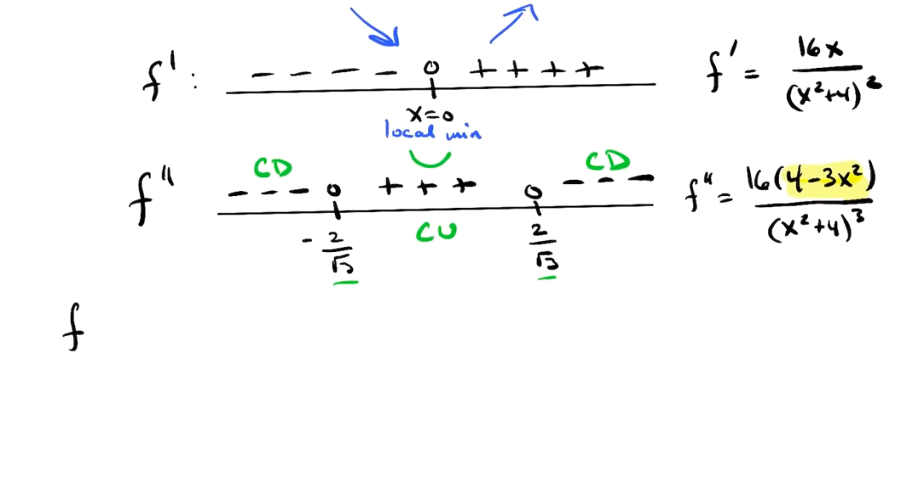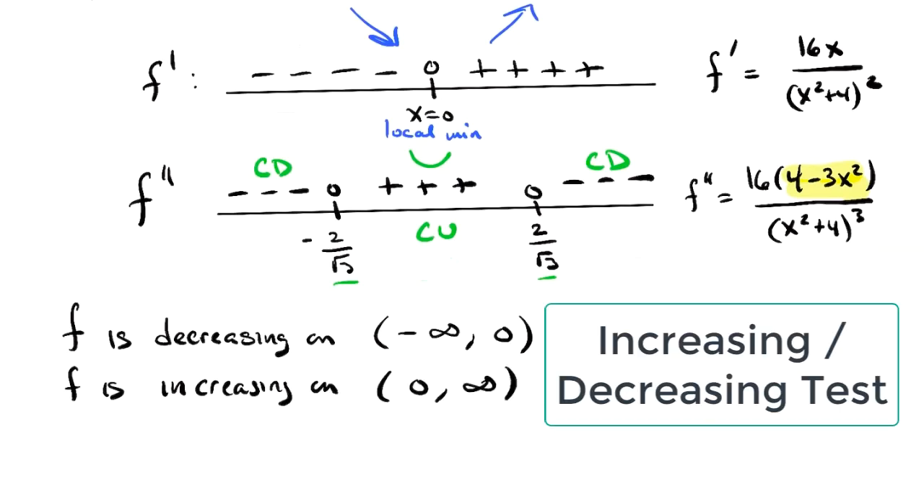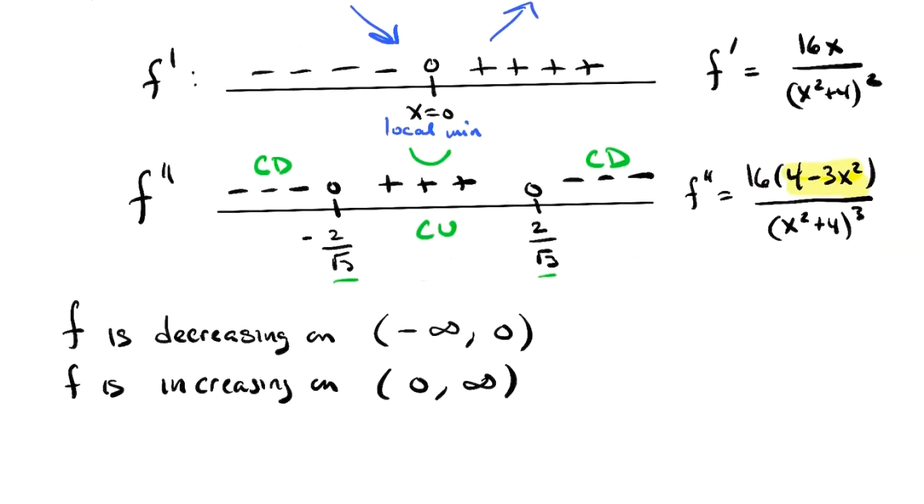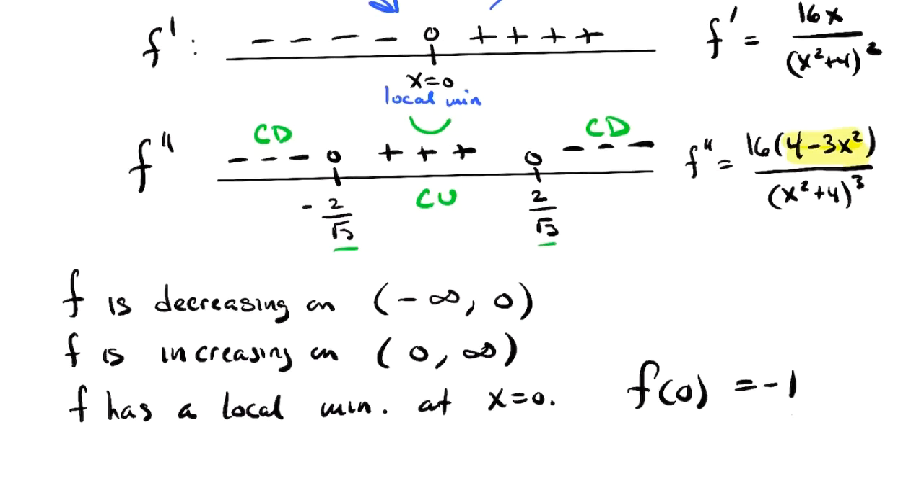So I've got that f is decreasing on the interval from minus infinity to 0, and it's increasing on the interval from 0 to infinity. That's by our increasing decreasing test. Okay, we have one extrema, and it's a local minimum at x equals 0. We already computed above, f of 0 is minus 1, so the local minimum value is negative 1. Okay, so that's from the first derivative sign diagram.